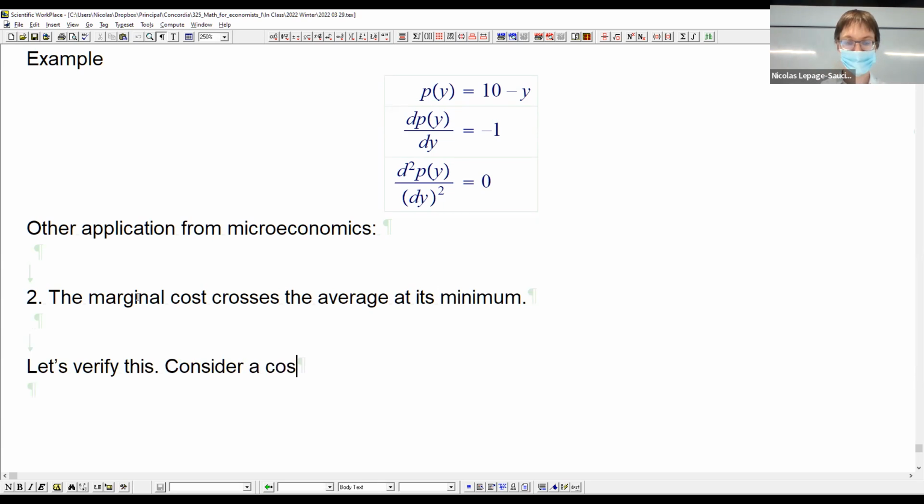Cost function C of y. So now verify this, please. Try to think about it for a few minutes, and then I'll see what happens. So try to remember what is the marginal cost, what is the average cost, and how would you verify this thing to be true?